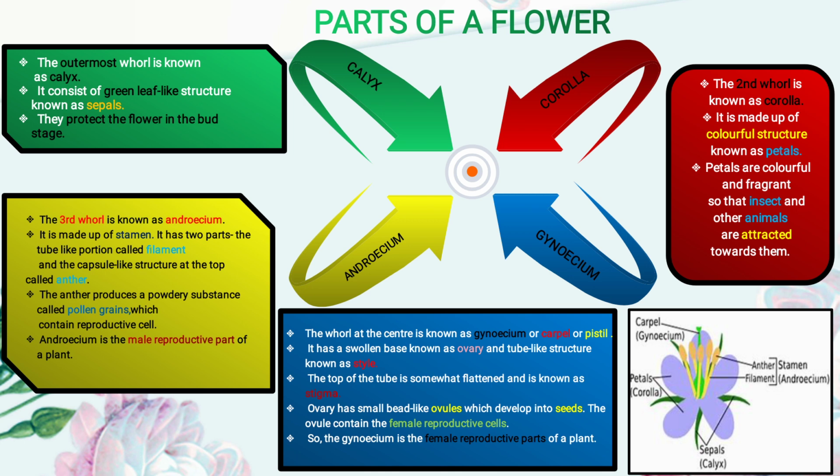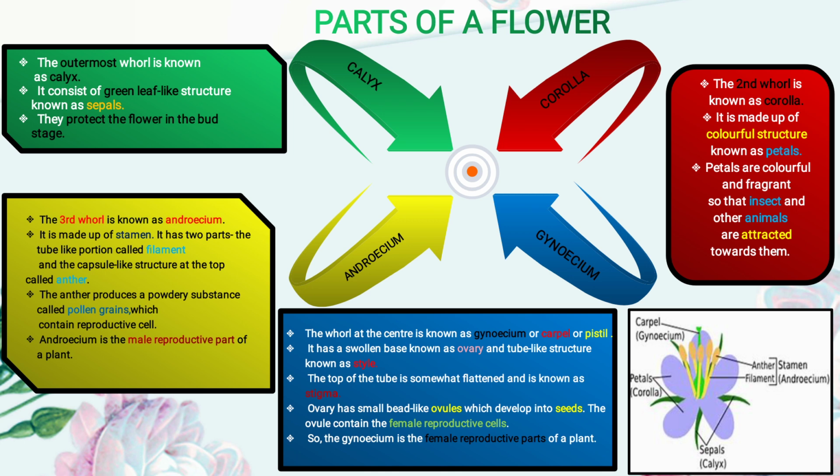Now you see in the image, the lower one, all the whorls are mentioned. The outer whorl is calyx, the green part, the sepals. The colorful part is called petal. And you see the androecium, the male part, called stamen. Now in the stamen you see two parts are there, anther is labeled and filament is labeled. So anthers are attached to the filaments. It is a male reproductive part.